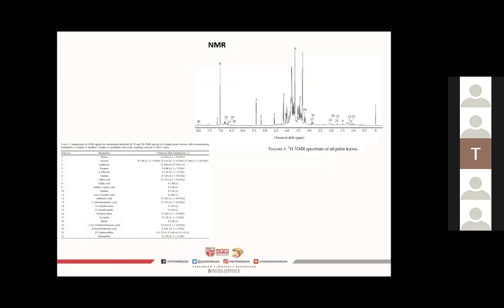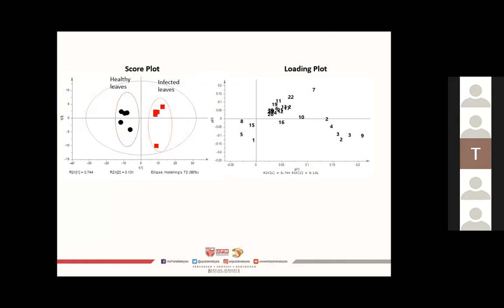The spectra show the proton NMR spectra of oil palm leaf, whereas this table shows the identified metabolites in healthy and infected samples at 14 days post-infection. Identification of metabolite variation of healthy and G. boninense infected oil palm leaf was done by PCA. PCA was used to cluster the features of the samples and analyze the metabolites that contribute to the variation.